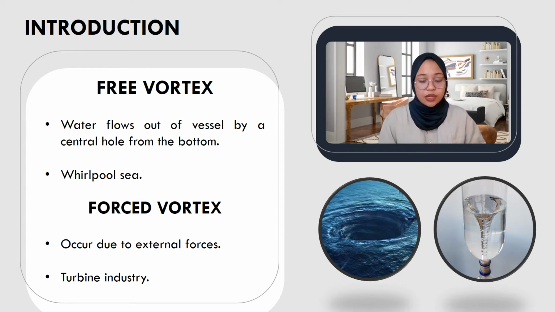In this experiment, the physical phenomena associated with free and forced vortex flow can be identified. Whirlpools in rivers and tornadoes are examples of natural free vortices. Meanwhile, an example of forced vortex can be seen in industry, such as turbine design.